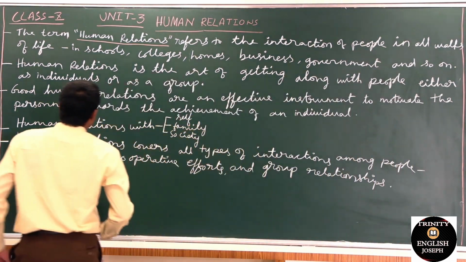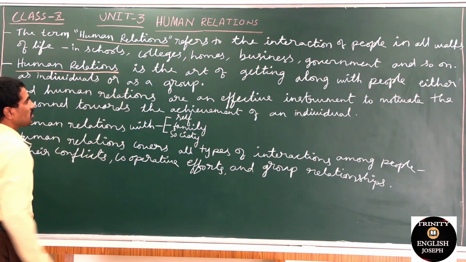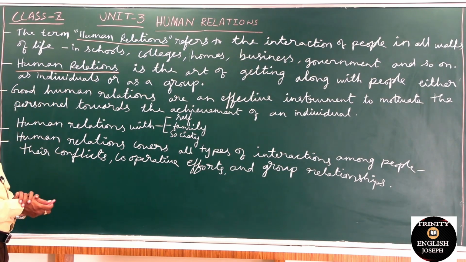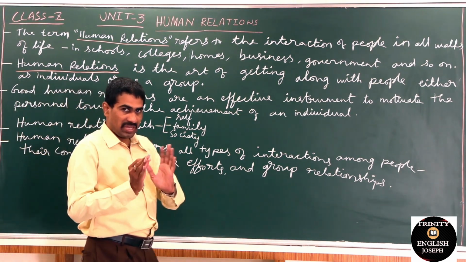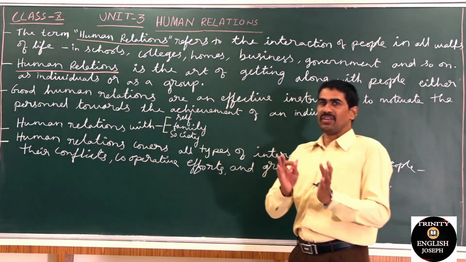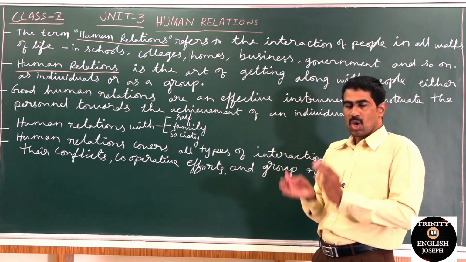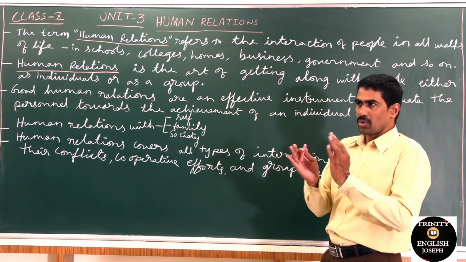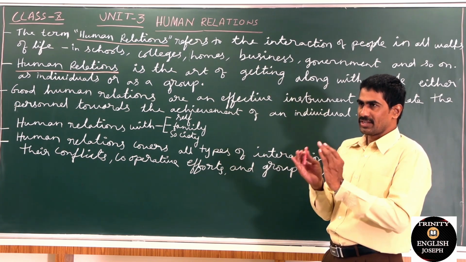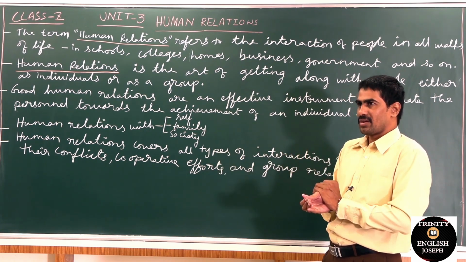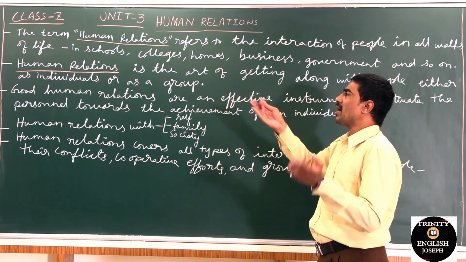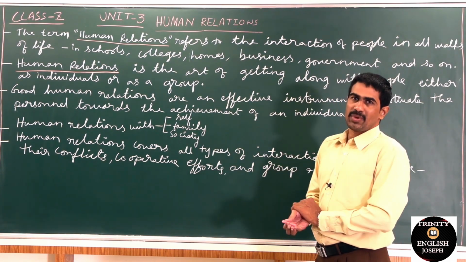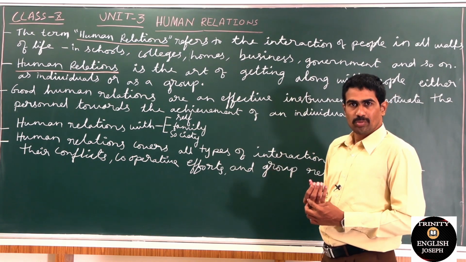And human relations is the art of getting along with people either as individuals or as a group. One individual with another individual, one individual with a group, one group with another group, and so on. So human relations deals with multiple ways in which an individual or a group goes ahead; the art of getting along with people is known as human relations.